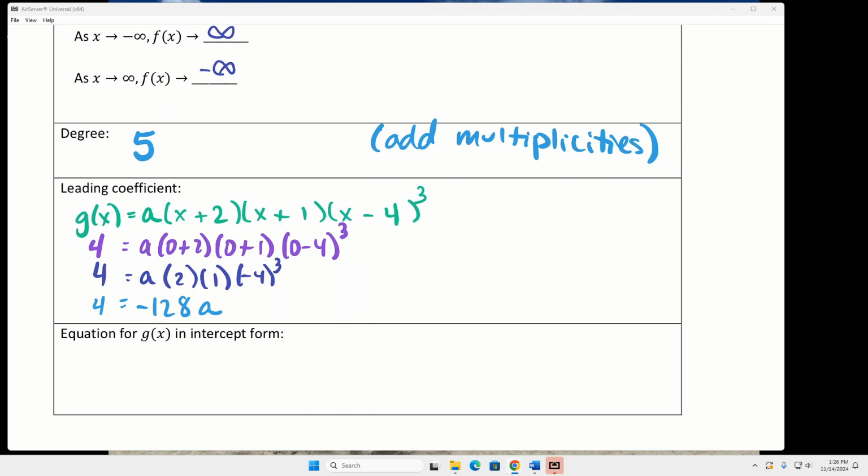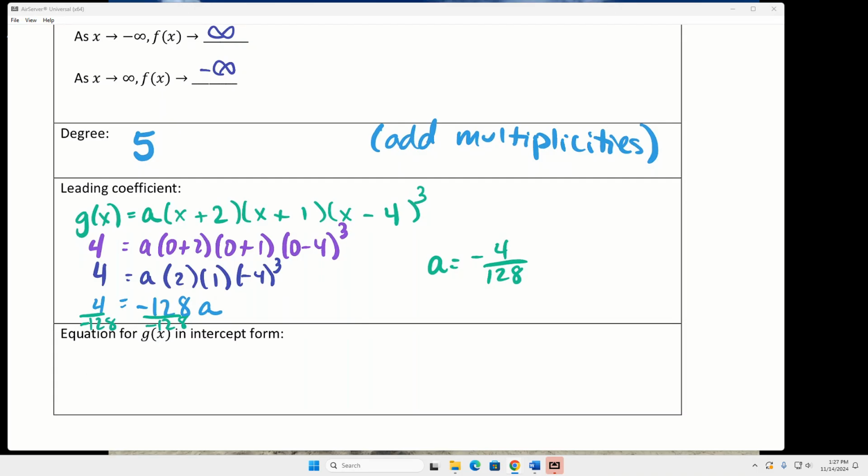All right, and then to figure out a, you're going to divide by that -128. Now I am perfectly fine, especially since we're using these little baby calculators, if you leave it like that. It doesn't matter. You've done the difficult stuff. Simplifying fraction is not a pre-calculus skill. It is an elementary skill. We're not worried about it. We can leave it just like that. I don't care.